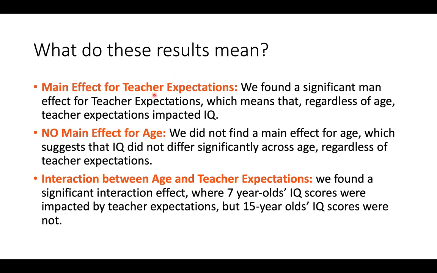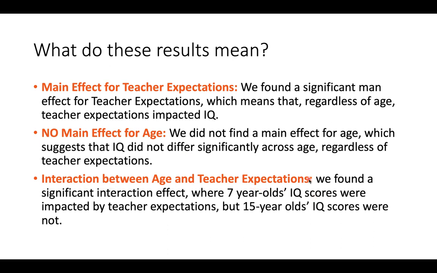So here we have a little summary of each of our interpretations. Again, we have a significant main effect. That should in fact be main effect of teacher expectation, which means that regardless of age, teacher expectations impacted IQ, and the direction of that effect was such that high expectations led to higher IQ. There was no main effect for age, right? We did not find a significant main effect of age, which suggests that IQ does not differ across age, which is actually the way that IQ works.